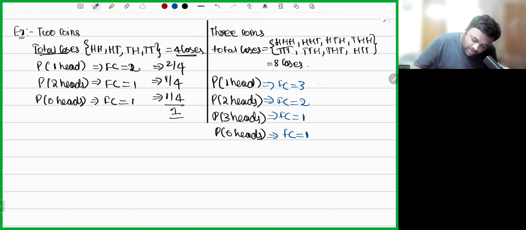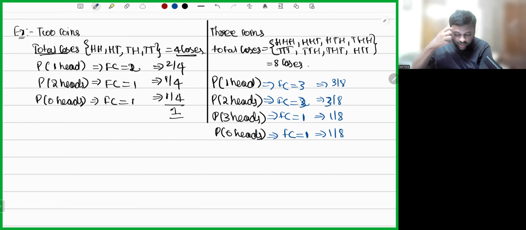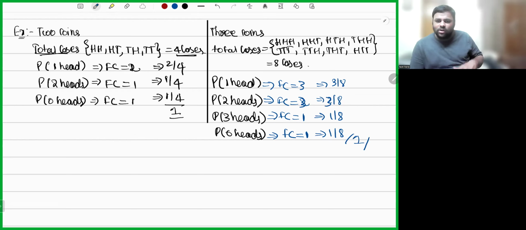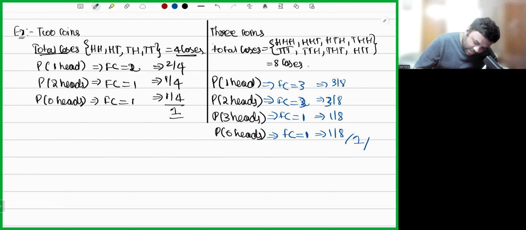So what's the probability, my dear friends? 3 by 8, 3 by 8, 1 by 8, 1 by 8. So can I say resultant is 1? Yes, sir. Sir, why you are doing always heads? Why not tails? You can do probability of 1 tail, probability of 2 tails, probability of 3 tails, probability of 0 tails. Answer will be same. Okay. Now I am tossing single coin.